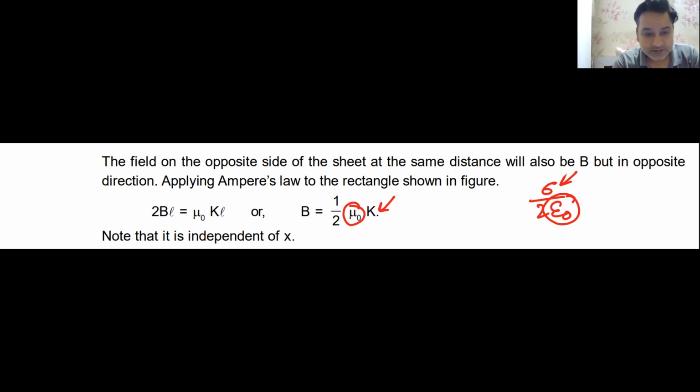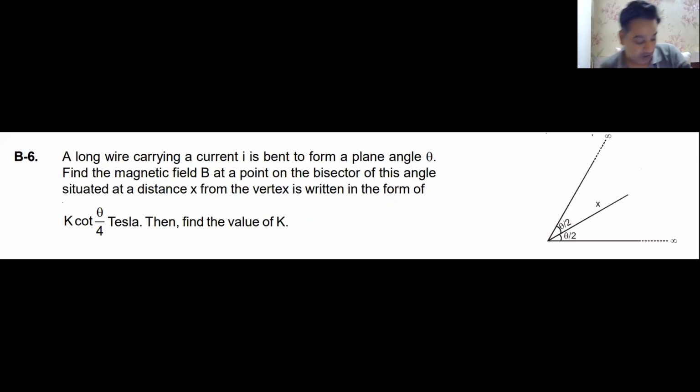Okay, let us solve this question. Maybe this question comes in the JEE. A long current carrying wire I is bent into the form of a plane angle theta. Do you see this question? Find the magnetic field B at a point on the bisector at a distance x, written in the form of K cot theta by 4. Find the value of K. I'll give you 2 minutes to do this.